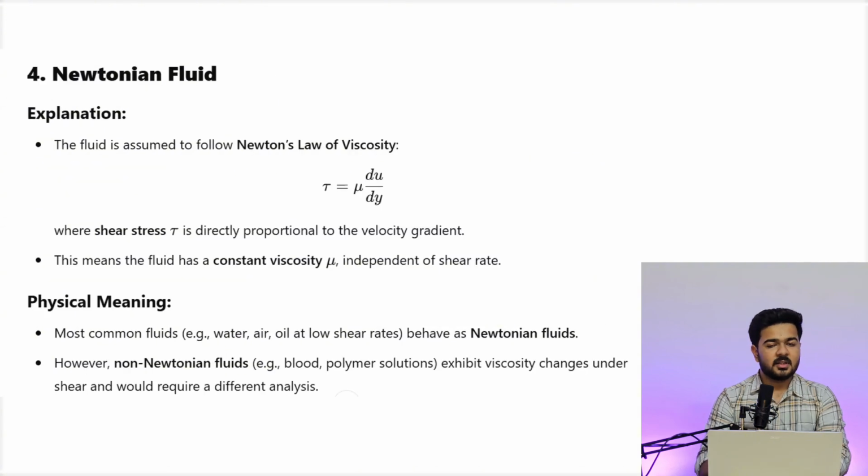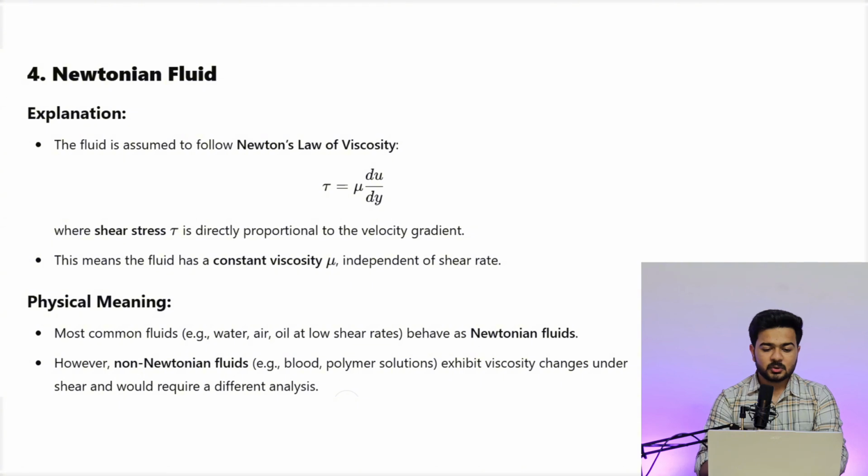Fourth assumption: the fluid is Newtonian. That is, the fluid is assumed to be Newtonian with constant viscosity. So we can apply Newton's law of viscosity in the problem. That is, tau, the momentum flux, is equal to mu times du by dy, that is, velocity u differentiated with respect to y, where tau is the shear stress directly proportional to the velocity gradient. This means that the fluid has a constant viscosity, that is, the fluid is Newtonian.